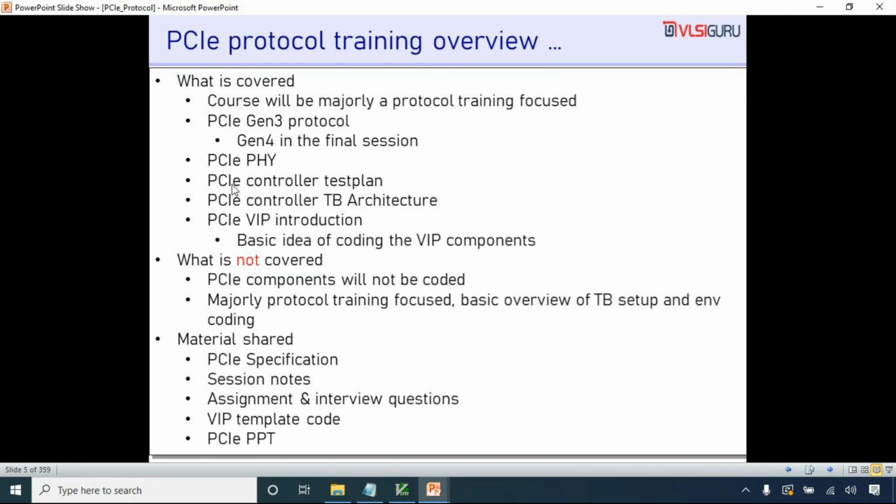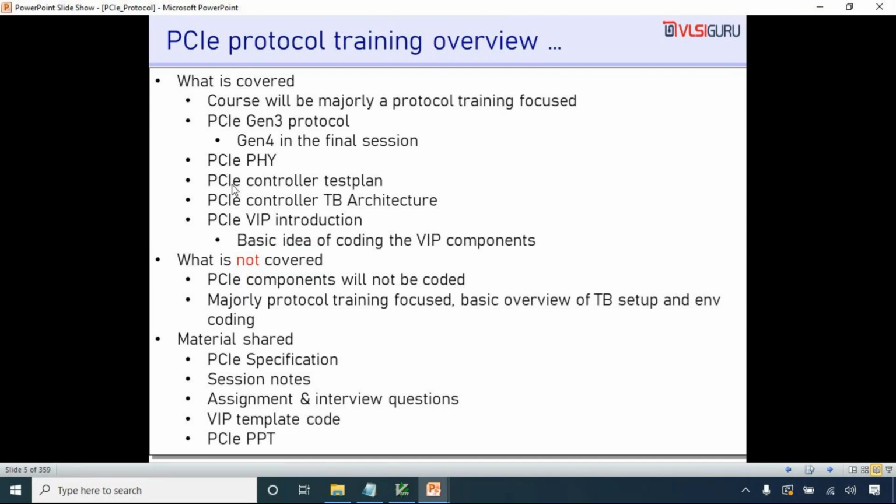In PCI Express, the layers are called the transaction layer, data link layer, and physical layer. In USB, we call them protocol layer, link layer, and physical layer. In all these generations, Gen 1, Gen 2, Gen 3, Gen 4, even Gen 5, you don't see big differences in the transaction layer and data link layer. Most of the changes happen in the physical layer.